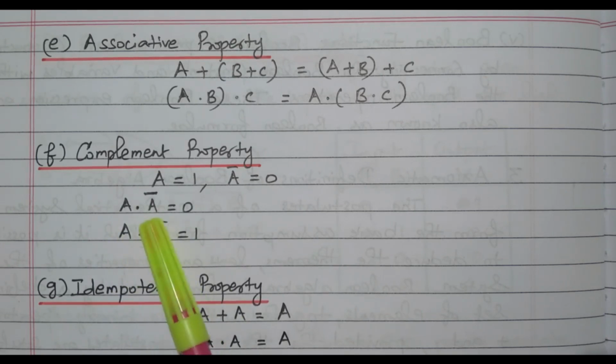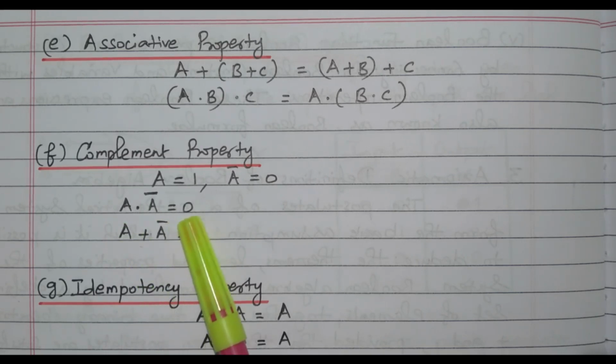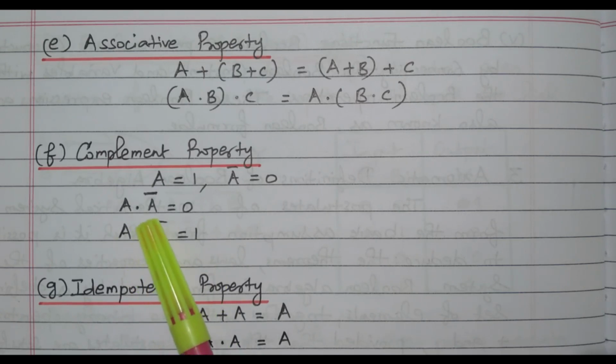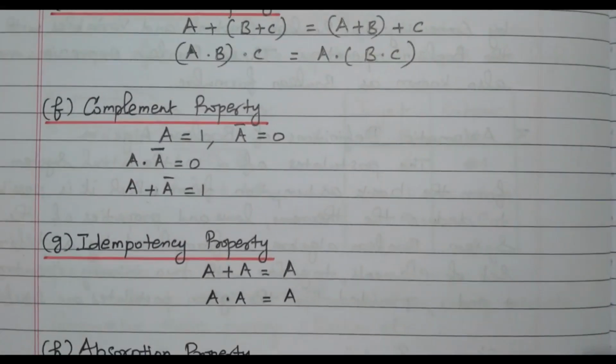So in these two values, any one value is compulsorily 0, so the final result is 0. Similarly here, one value will be 0 and the other will be 1, so automatically while adding we'll get the value 1. So the complementary property: A dot A bar equal to 0, A plus A bar equal to 1. Now we'll go to the next one.